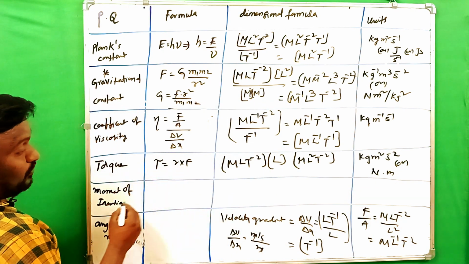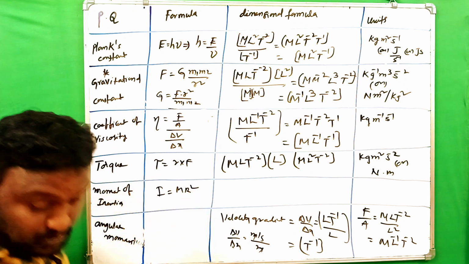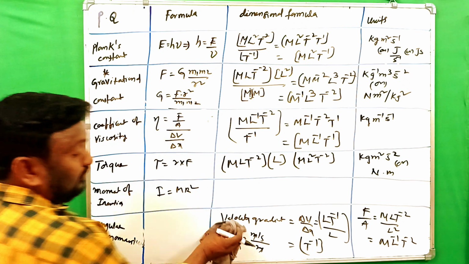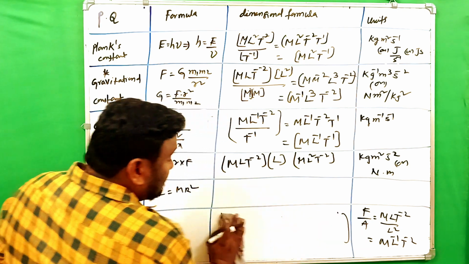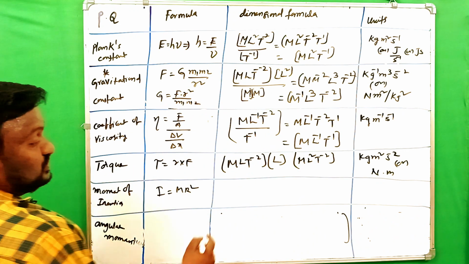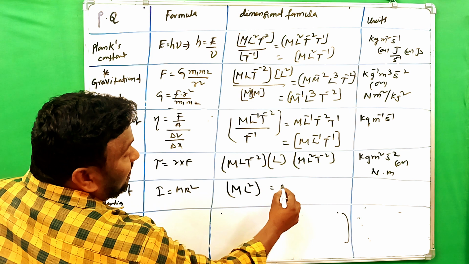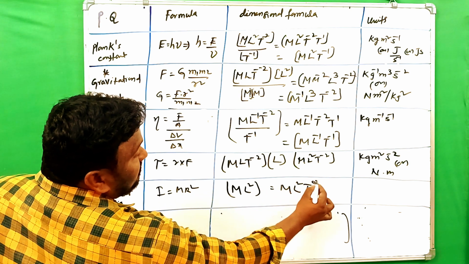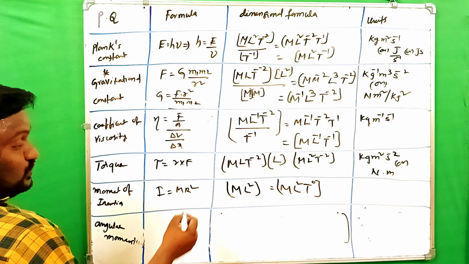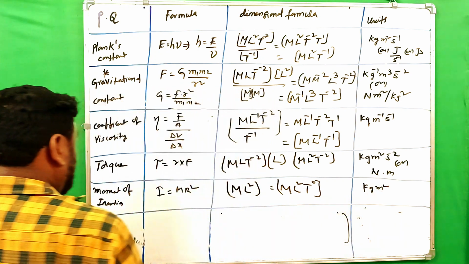Now the moment of inertia formula: I is equal to m r square. M is mass and r is distance. Clear? So it is M L square T to the power of 0. The units are kg meter square.